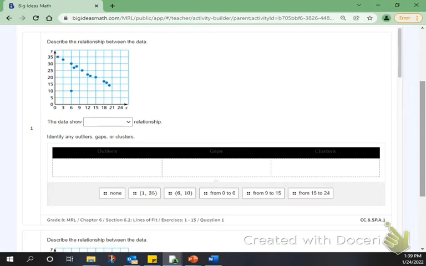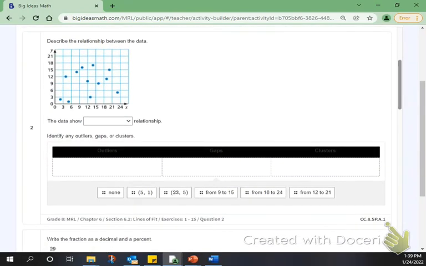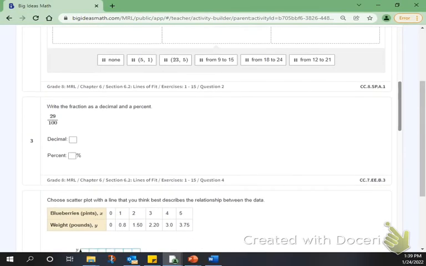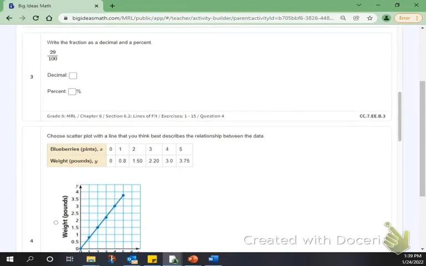Number 1, describe the relationship. Then you will identify outliers, gaps, or clusters. Number 2, same thing. Describe the relationship, identify outliers, gaps, and clusters. Number 3, write the fraction as a decimal and a percent. Because it is 29 out of 100, you should be able to do that mental math. You're not required to show work. 29 over 100 as a decimal and a percent.